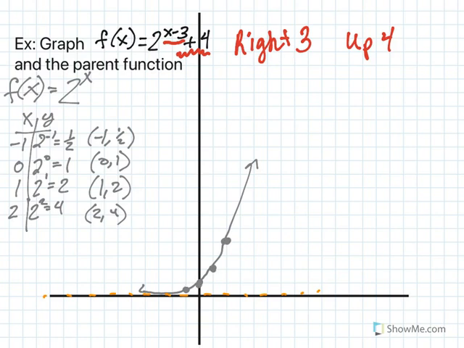If I move each one of those points right 3, up 4, I then will have my new graph. Now also, because we're moving up 4, my entire horizontal asymptote, 1, 2, 3, 4, is going to move up 4. Just keep that in mind. If you have a different colored pen, it might be a good time to use that. Okay, so right 3, up 4. 1, 2, 3, 1, 2, 3, 4.